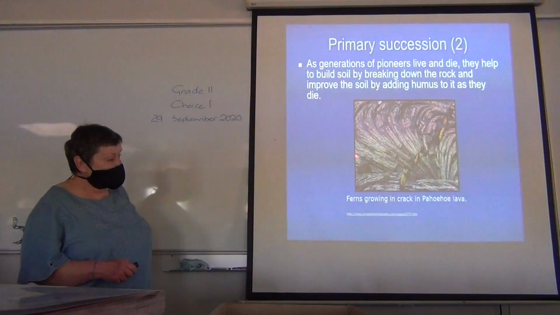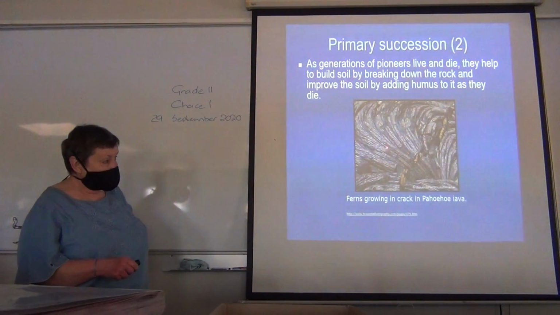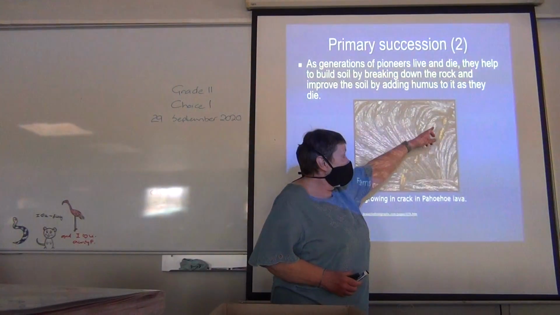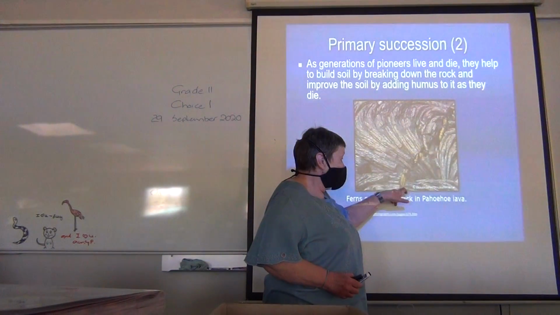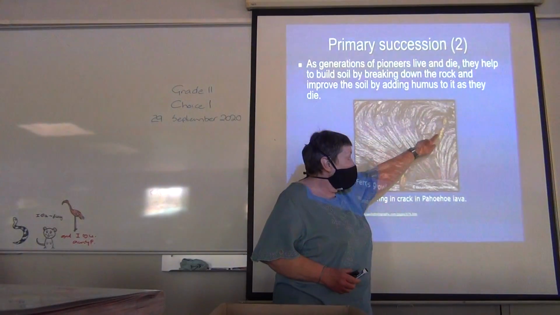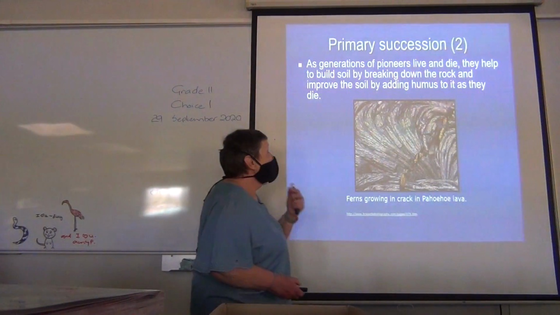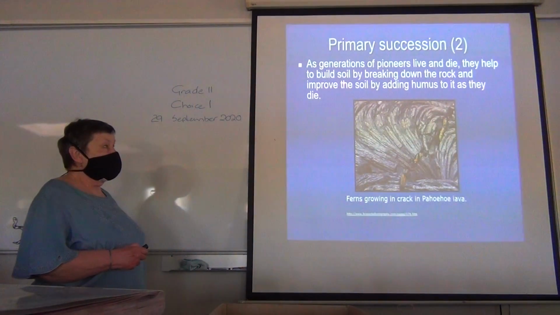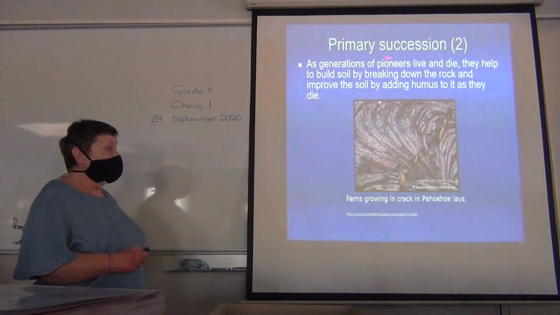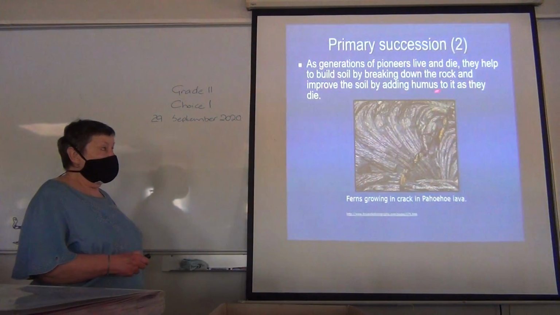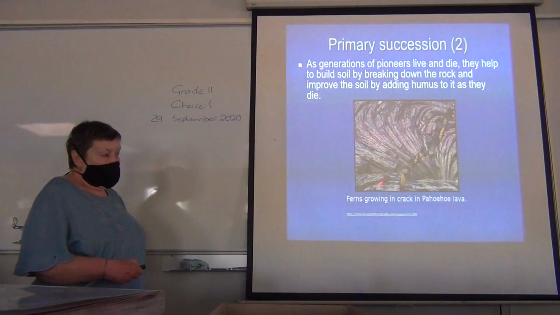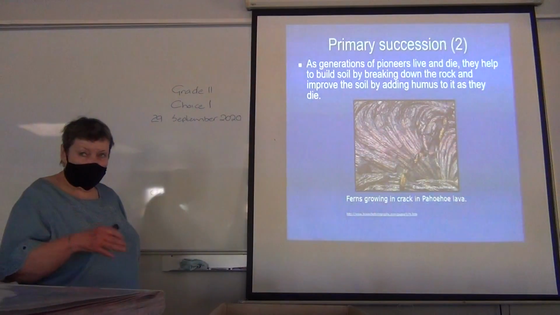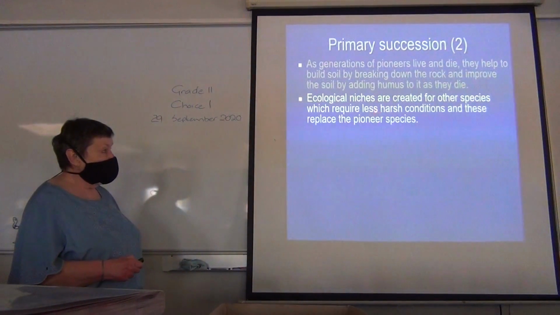So this is an example of lava. This is a photograph of lava, looking at it from the top, and there's a little crack within the lava. And tiny little ferns are growing in that. As generations of pioneer species live and die, they help to build the soil by breaking down the rock, and then they improve the soil by adding humus to it as they die, or it could even be part of the plant, like leaves die and drop off, and it becomes more fertile.